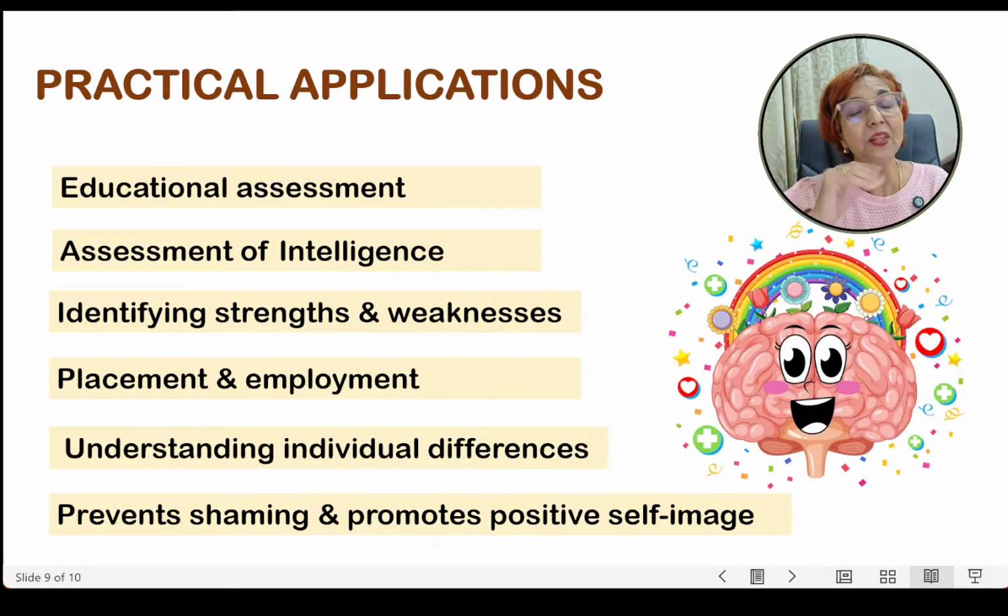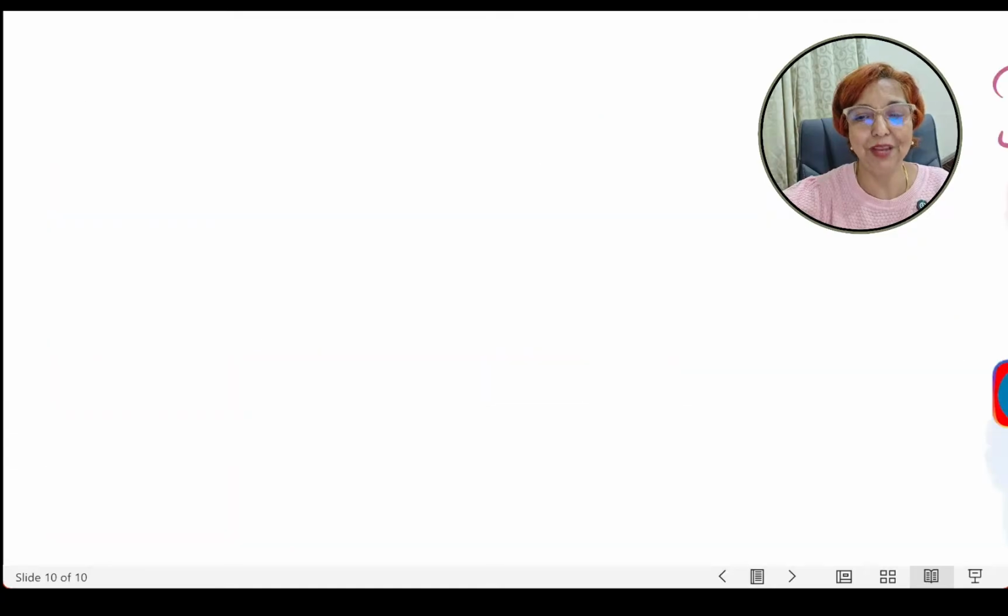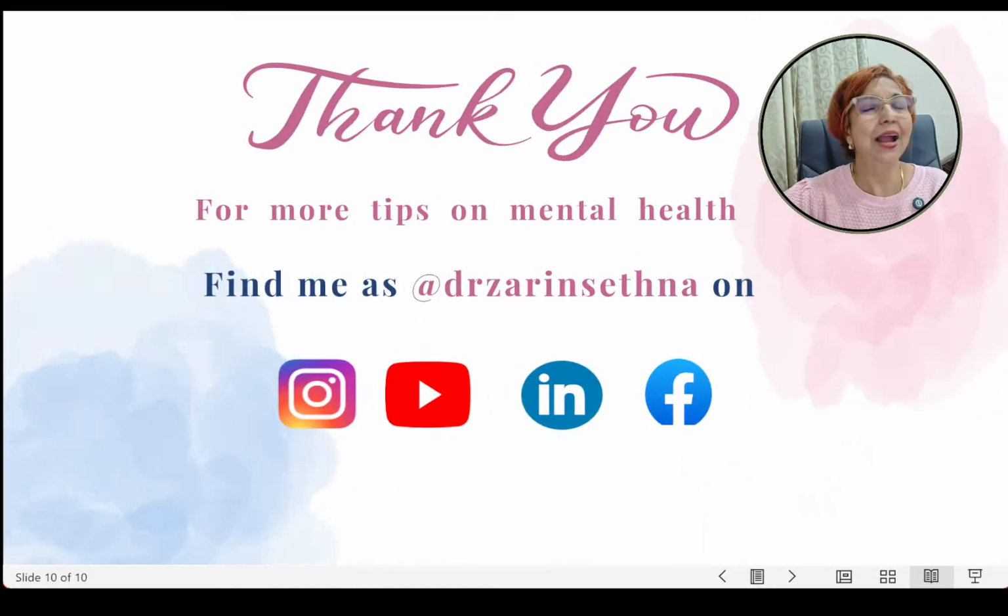Okay. So this, in short, is Charles Spearman's theory of intelligence. I hope it has helped you to understand this theory. In the future sessions, we will continue with Gardner's theory of intelligence and Cattell's theory of intelligence.